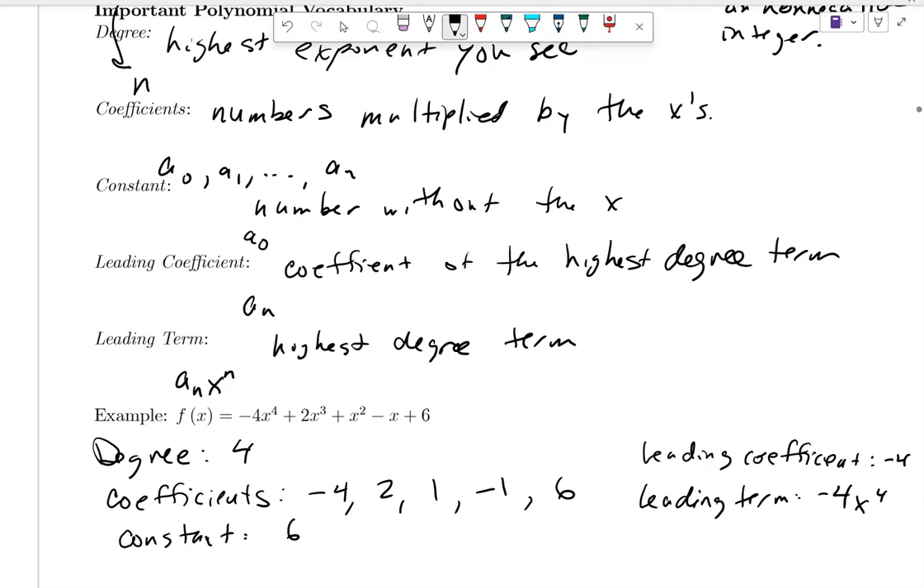Yeah, good. The reason why we want to make sure we can identify these is because the constant tells us something about the graph, and the leading coefficient and leading term tell us something about the graph. That's why I want to make sure we got that talked about today, just really briefly. You should have already talked about this before in another class, but let's make sure we're all on the same page, because it'll be important to us to be able to use that information to get graphs.